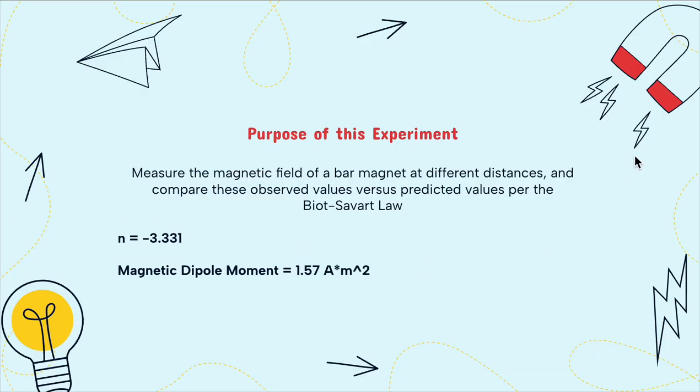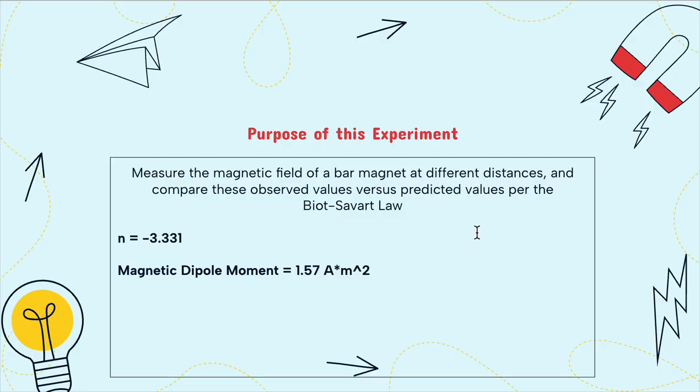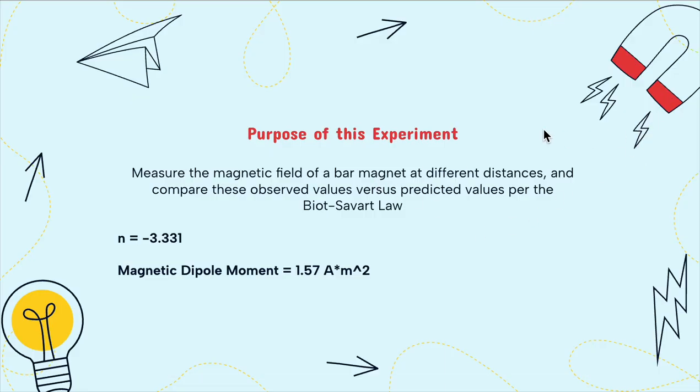So the purpose of this experiment is to measure the magnetic field of a bar magnet at different distances and compare these observed values versus predicted values per the physics law. To spoil the results ahead of time, the value for n that we get in our linearized equation is negative 3.331, and then the magnetic dipole moment of the bar magnet is 1.57 amps times meters squared.